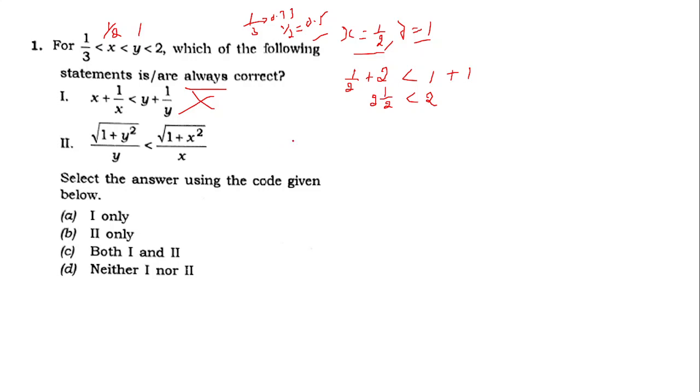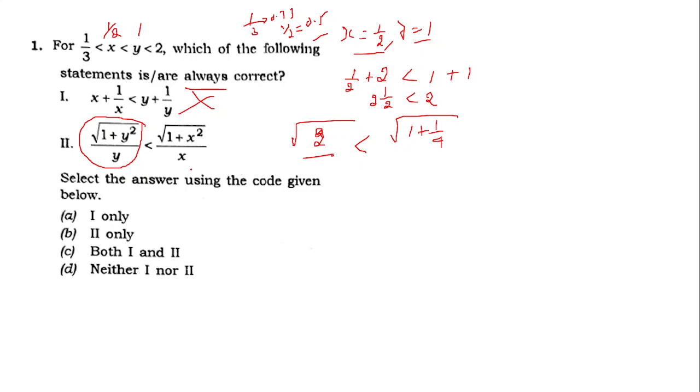So let us put it into the second statement. Square root of 1 plus y squared. y is 1, so y squared is also 1. So 1 plus 1 is 2. So the left-hand side becomes root 2. Divided by y, which is 1, so we don't need to write that. Less than square root of 1 plus x squared, where x is 1/2, so x squared becomes 1/4. So this will be 1 plus 1/4.